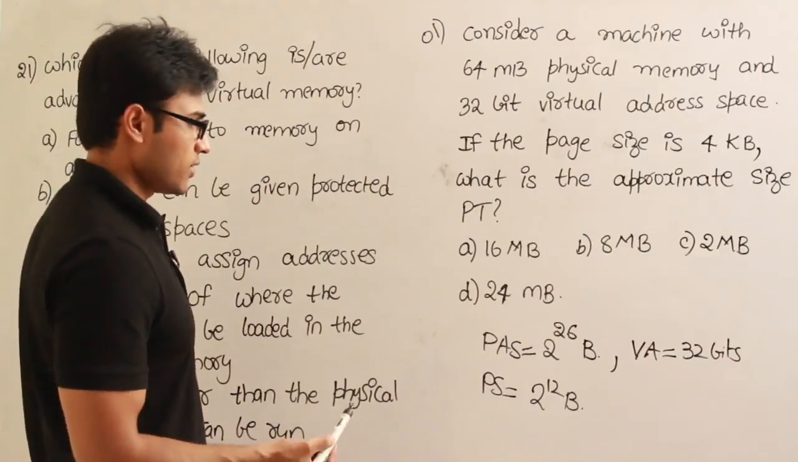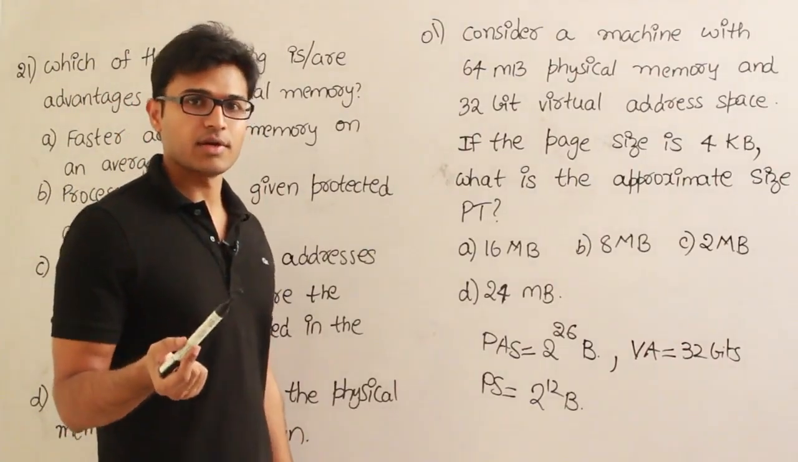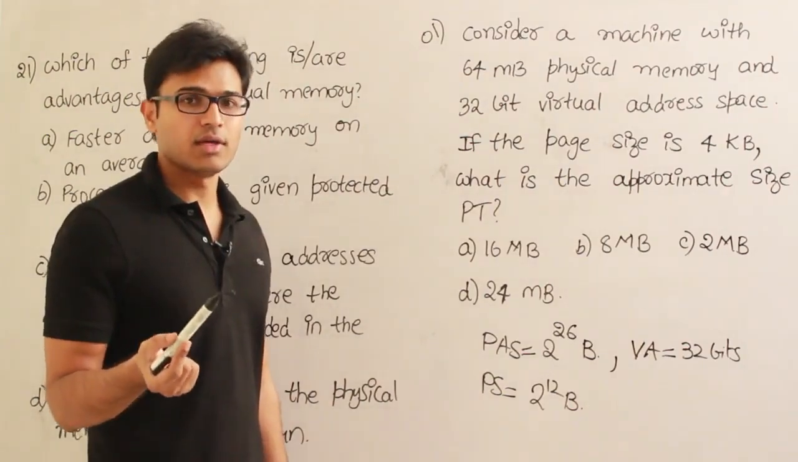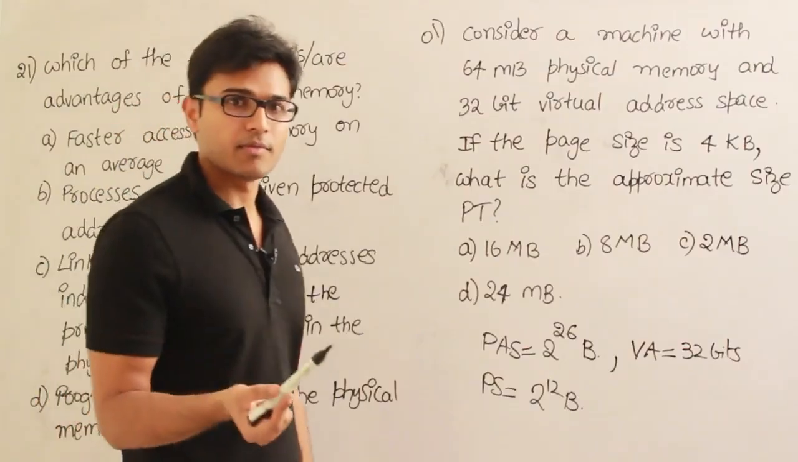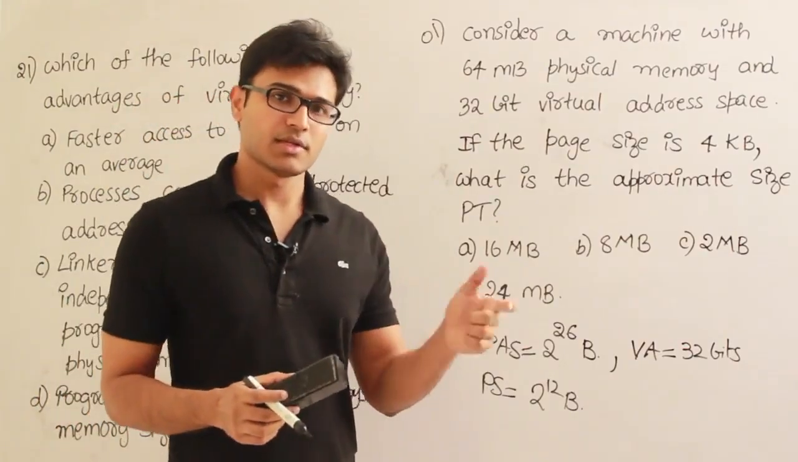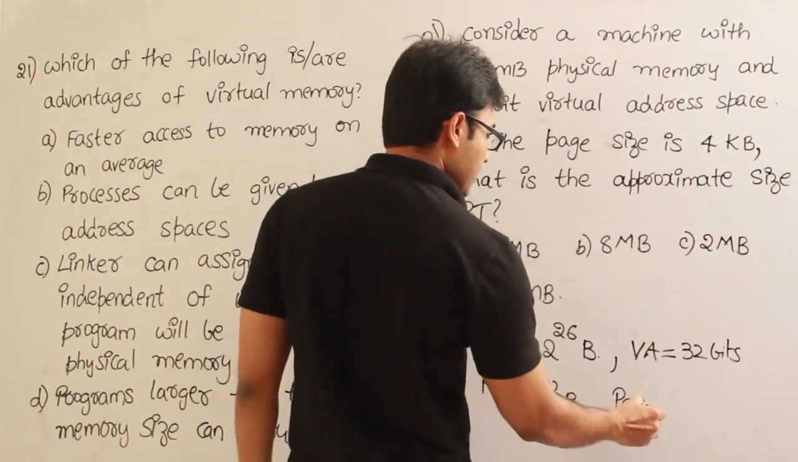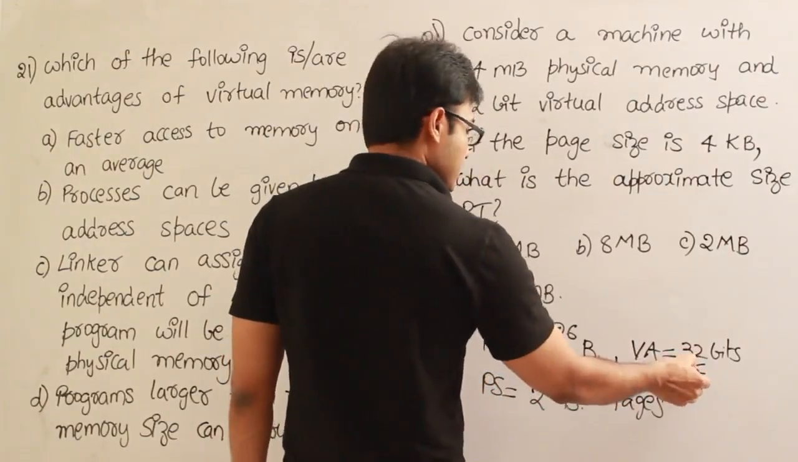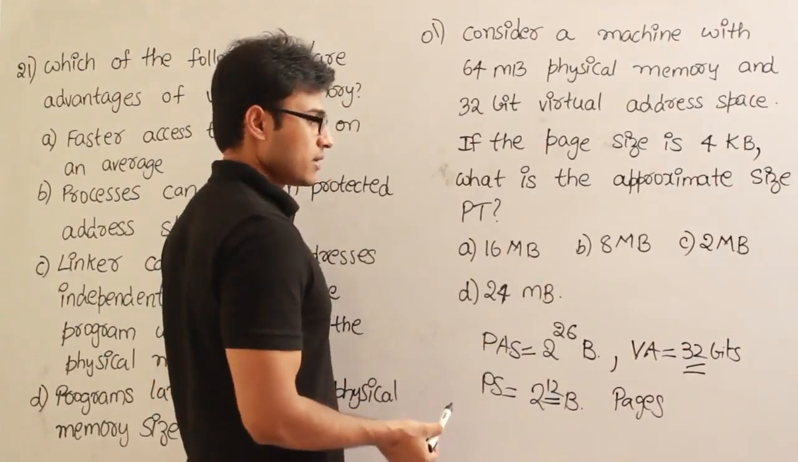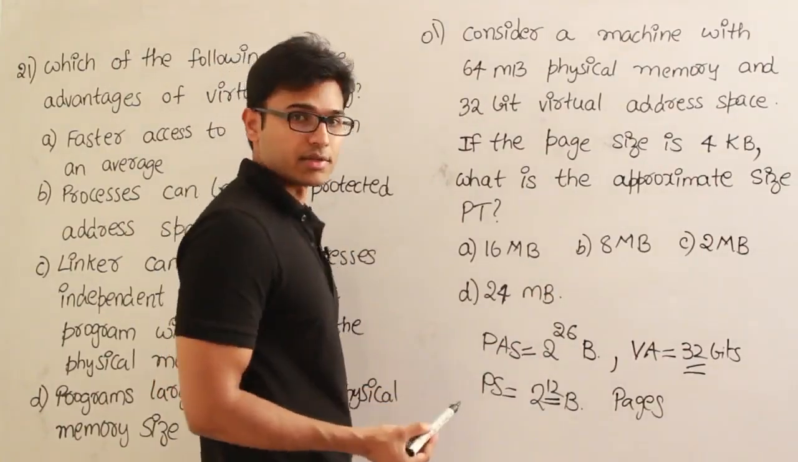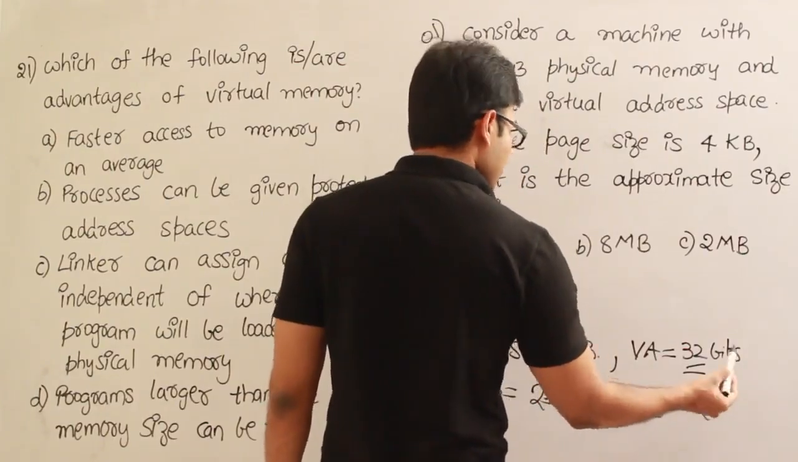So how can you find out? First you find out the number of pages, then depending on the number of pages you can find out the number of entries in the page table, and then you find out the entry size. What is the entry size? Entry size is nothing but the number of bits used to represent the frame number. Now how many pages will be there? It is 32 bits and page offset is 12 bits. Therefore the page number will contain 20 bits. So how many pages will be there? 2 power 20. You should be able to do it very fast.